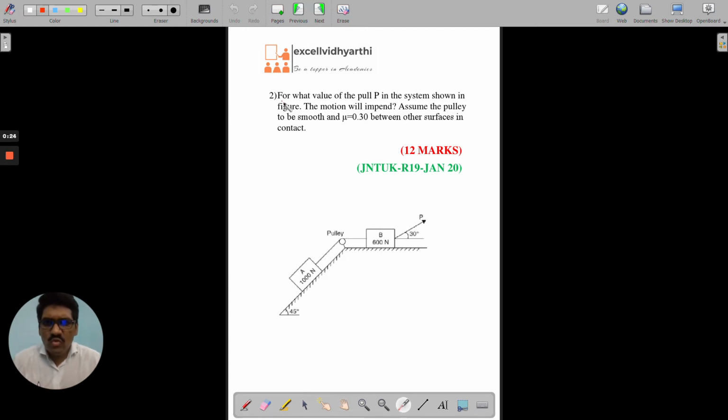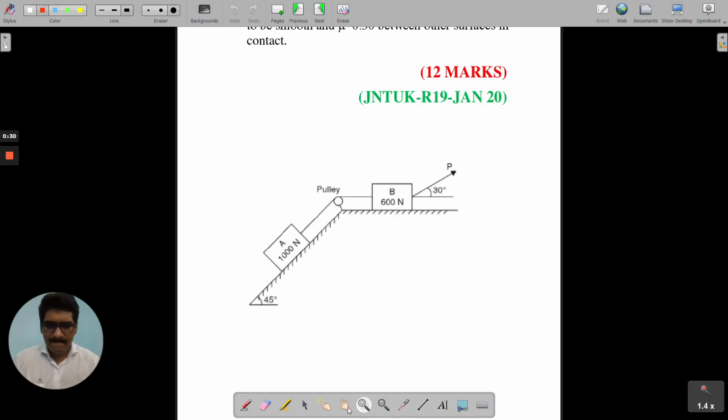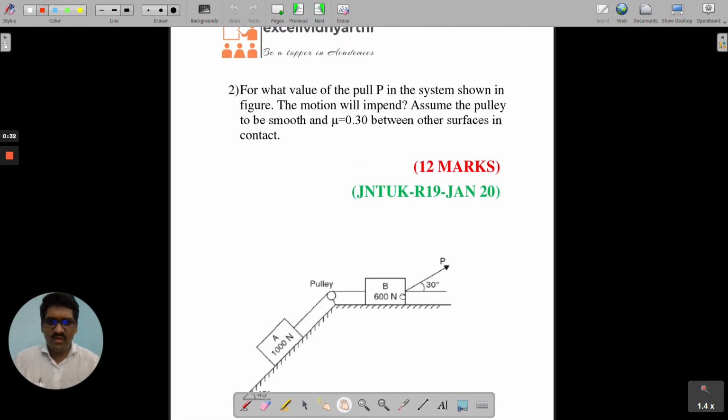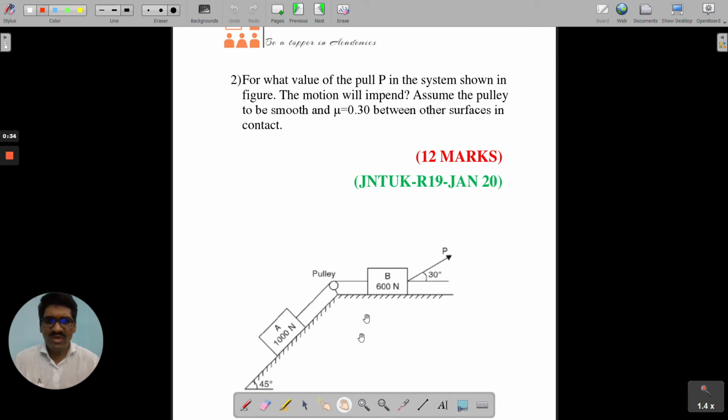So for what value of pull P, I will just enlarge. Now you can see the figure and the question clearly. So, what I was saying: for what value of pull P in the system shown in the figure will the motion impend? Can you say what is the meaning of impend?